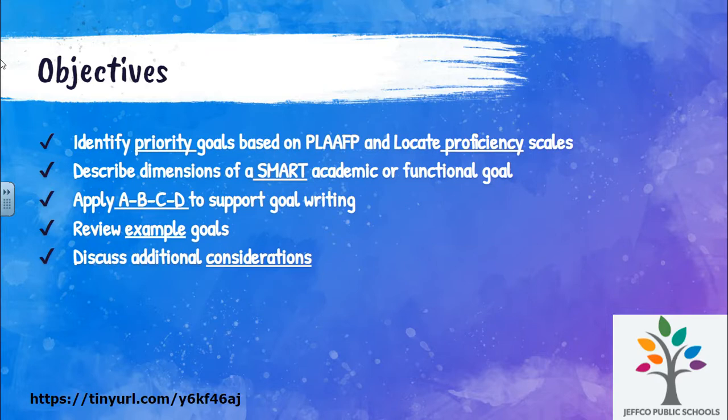So 5 objectives today. We're going to talk about how to prioritize goals and use Bridge to Curriculum and proficiency skills to help you identify them. We're going to discuss what a SMART goal is and how to write them using the ABCD framework. After that, we're going to look at some sample academic and functional goals at both the elementary and secondary levels.